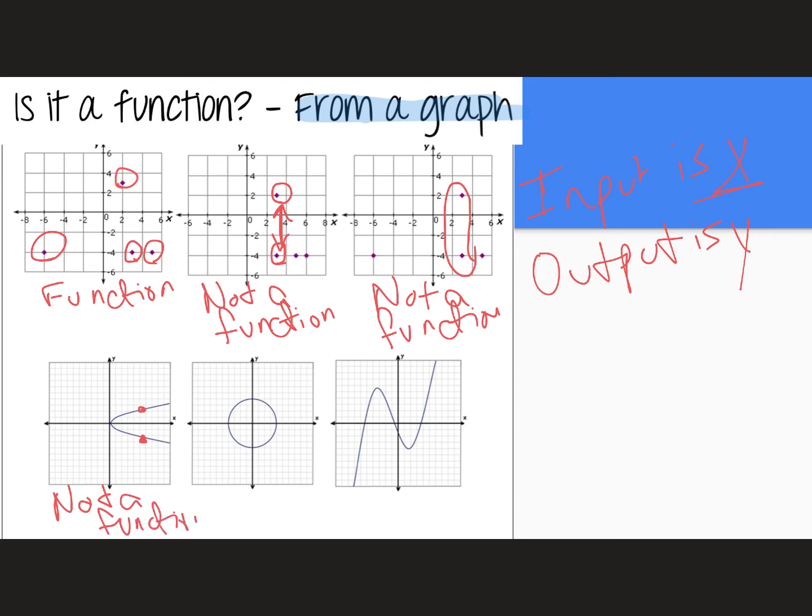A circle definitely has points directly above and below each other. It is not a function. And finally, I have this weird looking thing, right? But there are no points directly above and below each other. This one is a function.